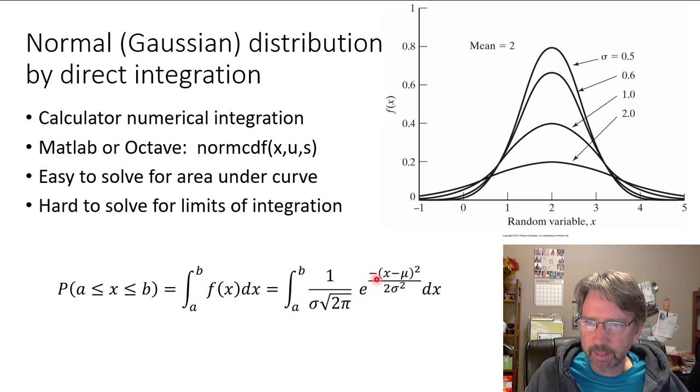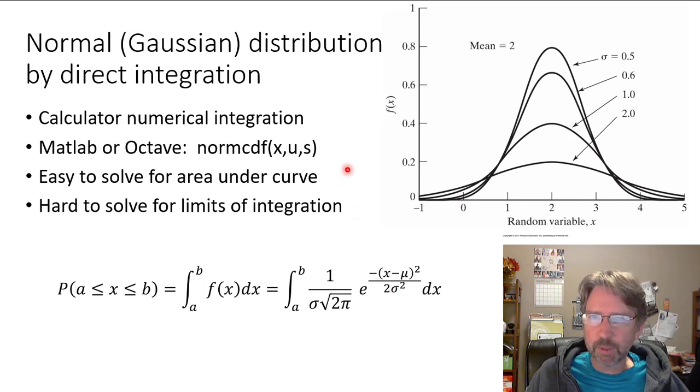It's e to the negative (x minus the mean) squared divided by 2 standard deviation squared. So you need the two parameters, the mean and the standard deviation, and that defines the whole function. But this is a complicated function to integrate, and it's not very friendly for just easy math.